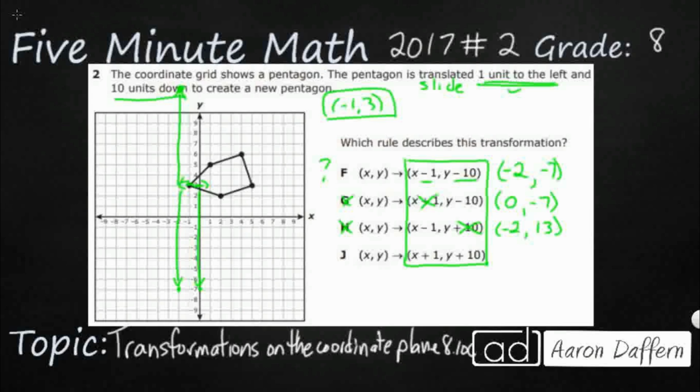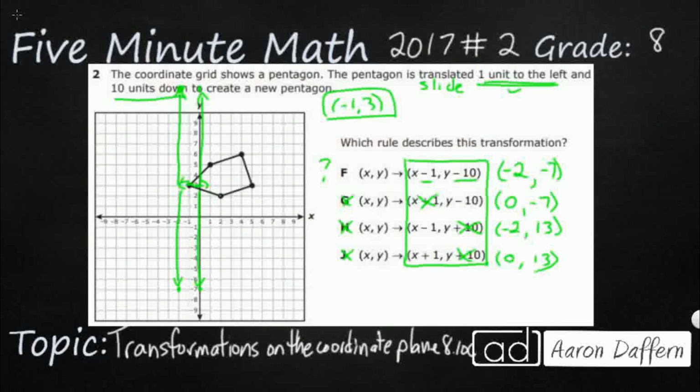Let's check our J. We're going to do a plus 1, so that's going to be 0, and that's going to be a 13. Same thing, just move it over to the right 1. All right, so I'm thinking that it's F. Let's try another point right here, see if it works.